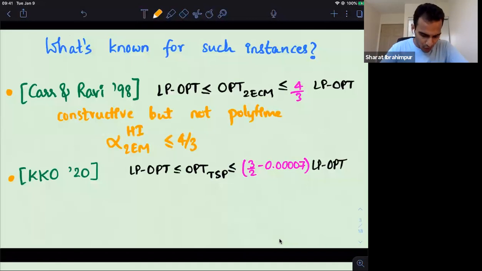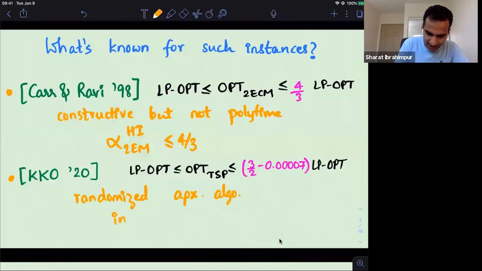And more recently, Karlin, Klein, and Oveis Gharan, this result appeared in STOC 2020, but the paper was published on arXiv almost a year ago. What they showed is that for TSP on half integral instances, the integrality gap is actually bounded away from 3/2. So this is evidence that maybe the actual integrality gap for TSP could potentially be less than 3/2. And what they do here is they give a randomized approximation algorithm for this. And again, this actually implies that the integrality gap of TSP on half integral instances is strictly less than 3/2.